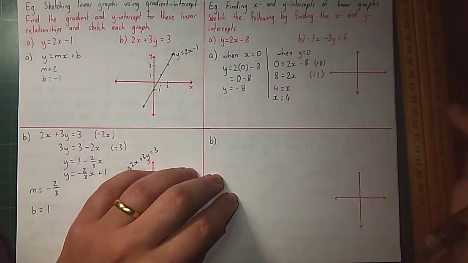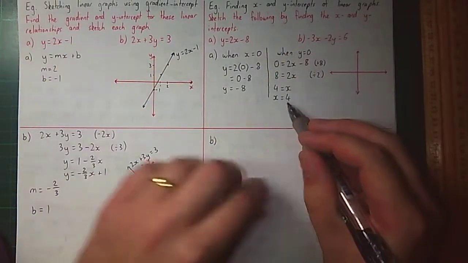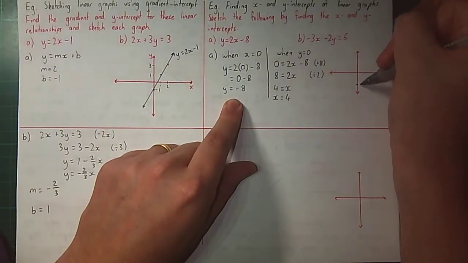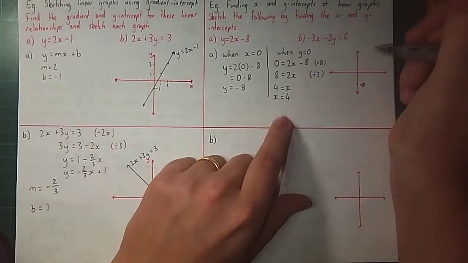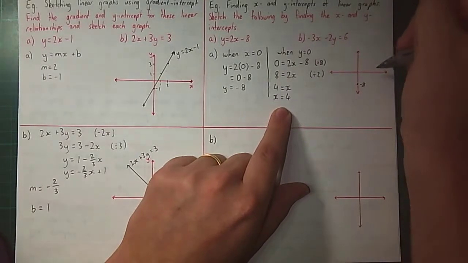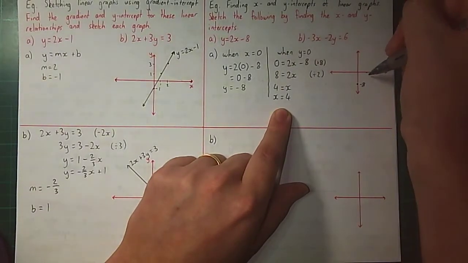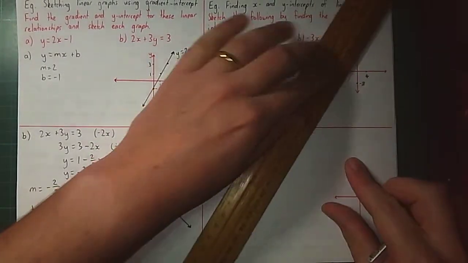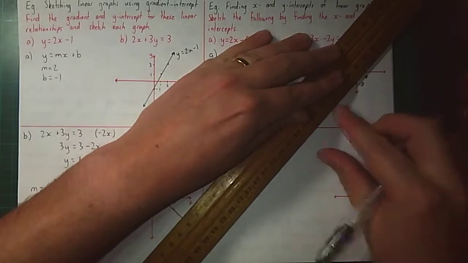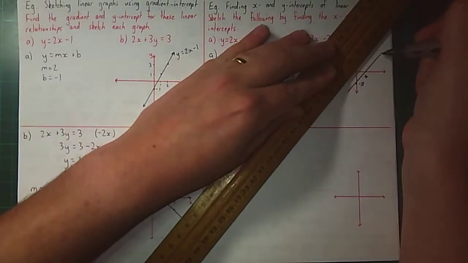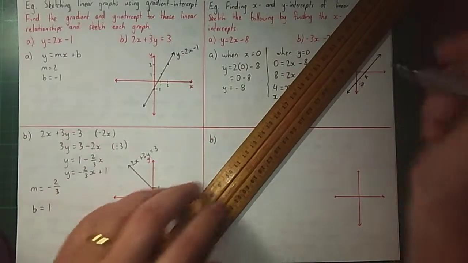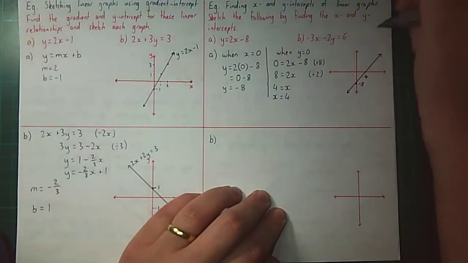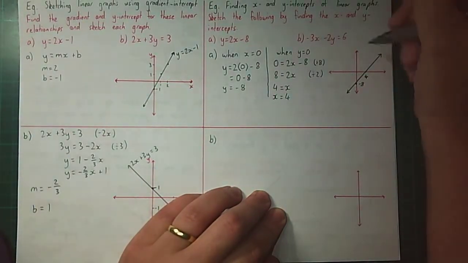So on our axes, we can put our y-intercept as minus 8. So here, that's going to be minus 8. And on our x-axis, we're going to have x is 4. So we'll put that about there. Once we've got our x and y-intercept, we can just connect those two dots. And that is our line done. So that's another way of graphing lines. So one is with the gradient-intercept form. And this one, we're just using axes intercepts. So I'm going to label this.